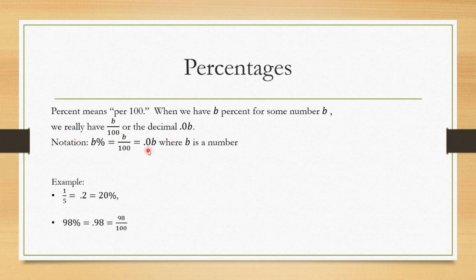Notice from here, you can convert between fractions and percentages, as I do down here. Something like 1 over 5 is the same as 20% because you just convert that to a decimal. Or if you take something like 98%, you get 0.98. I'm just trying to introduce you to percentages.